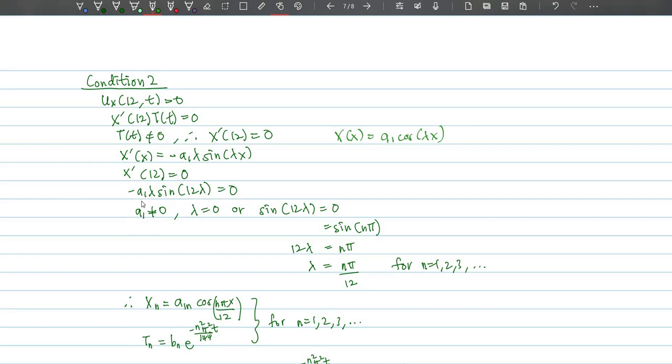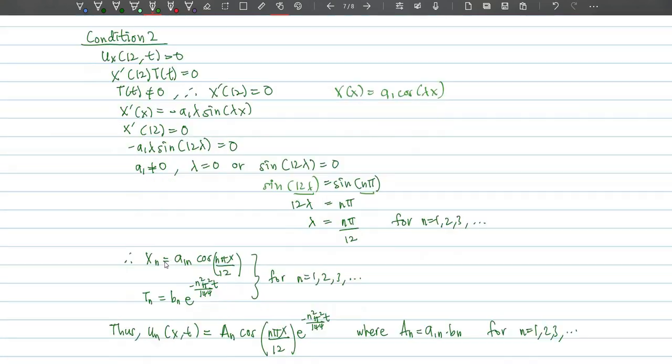Since A1 does not equal to 0, because if A1 equal to 0, it will be a trivial solution. Okay, there will be no solution. So A1 does not equal to 0, and therefore lambda equal to 0 or sin(12 lambda) equal to 0. We solve for this part first. So here, sin(12 lambda) is equal to sin(n pi), because sin(n pi) equal to 0. So we compare the angles, and hence we have 12 lambda equal to n pi, and therefore lambda is equal to n pi over 12 for n equal to 1, 2, 3 until infinity.